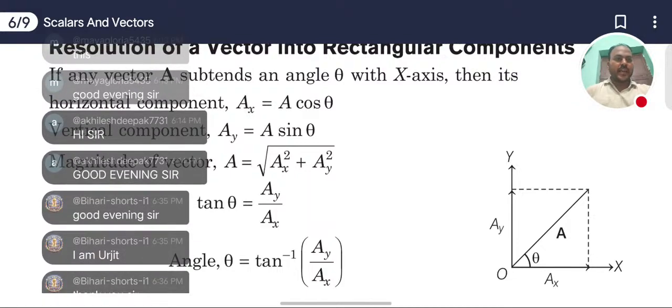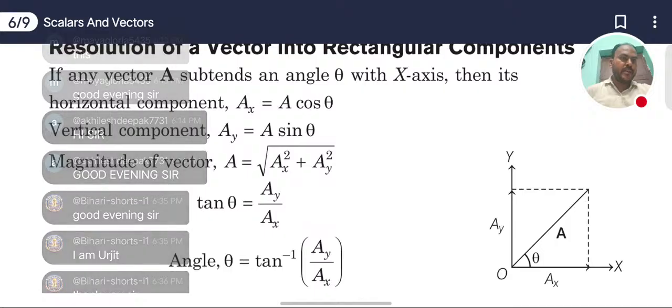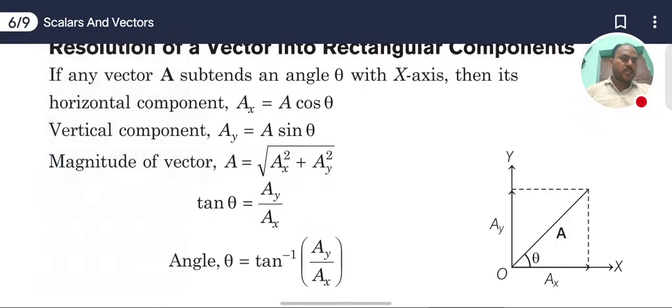So through this diagram, a base y is represented as the y-axis, and a base x is represented on the x-axis. Between the y-axis and x-axis, there is one diagonal. That diagonal is a. So a, the magnitude of vector a, equals root under a base x square plus a base y square.